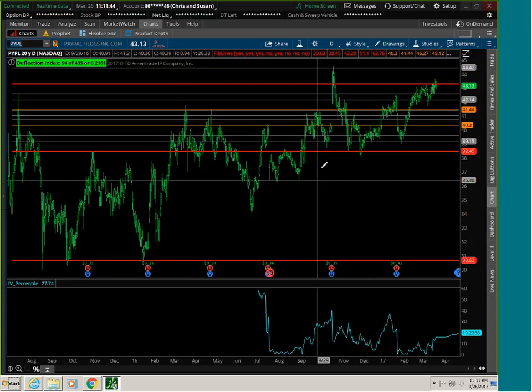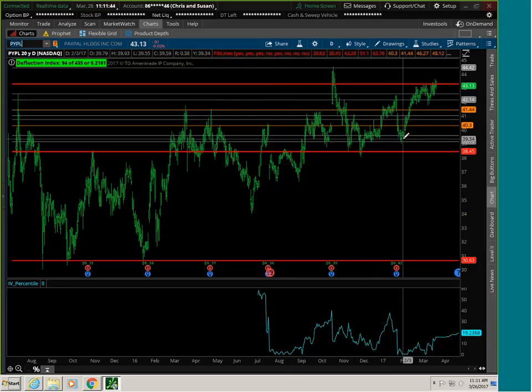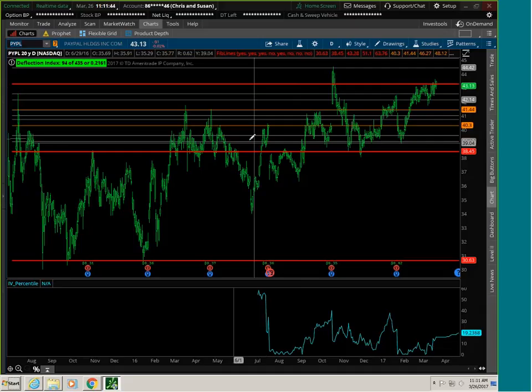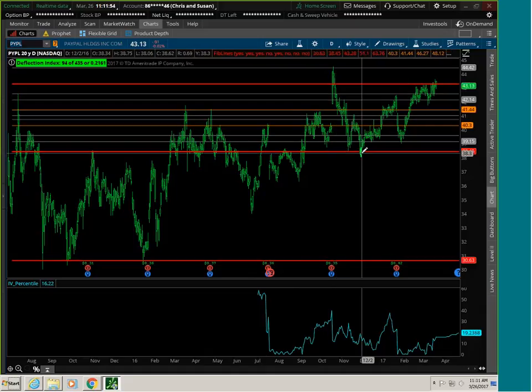Okay, PayPal. I've been with this one for a while. It hasn't worked out really that great, or should I say it's taken a lot of patience. But finally it started. I got in kind of in the high 39s here, and it had a run up to as high as 44 and sold off, gave it all back. But I stuck with it, and I think it's going to work its way higher over time.